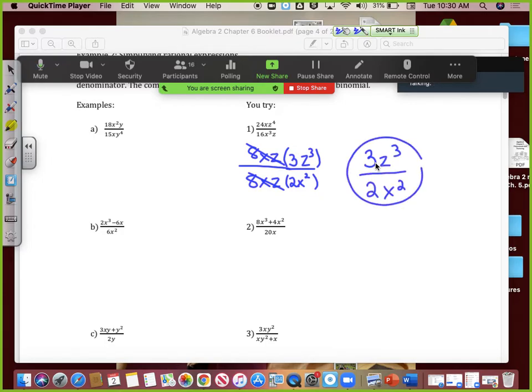You can verify that that's simplified by looking at the coefficient numbers. You shouldn't be able to factor any other numbers out. And then looking at the variables, you shouldn't be able to cross anything else out.